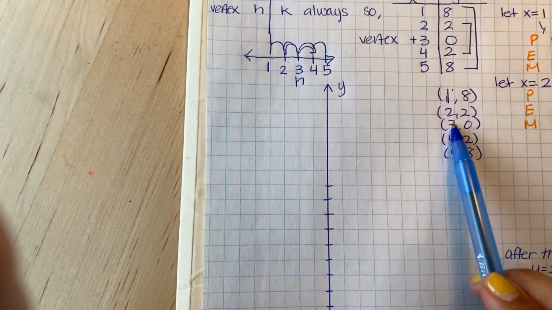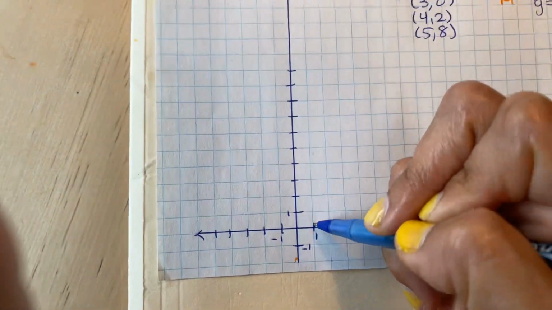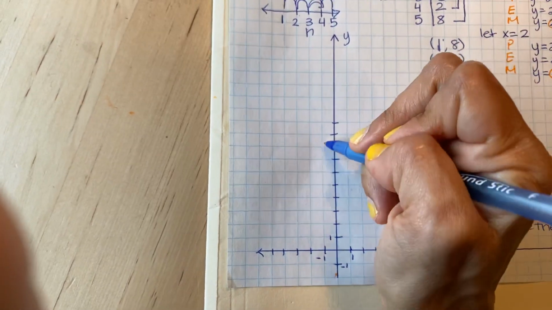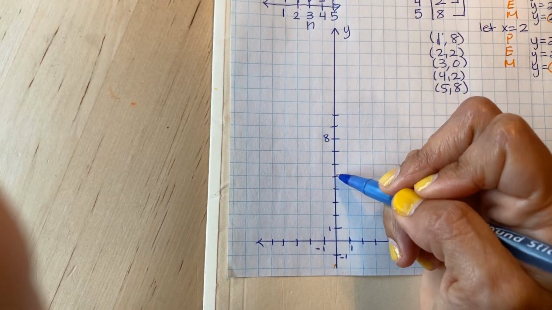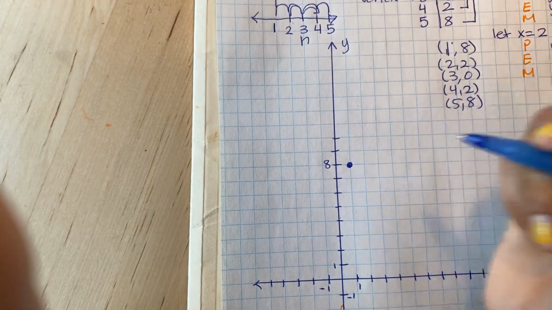Okay, 3, 0. Remember, you're going to take the number first. So if you want to go 1, 8 first, that's fine. Okay, 1, and then I'm going to go up 8. So 1, 2, 3, 4, 5, 6, 7, 8. Let me just double count that. 1, 2, 3, 4, 5, 6, 7, 8. Okay, so 1, 8 is here.